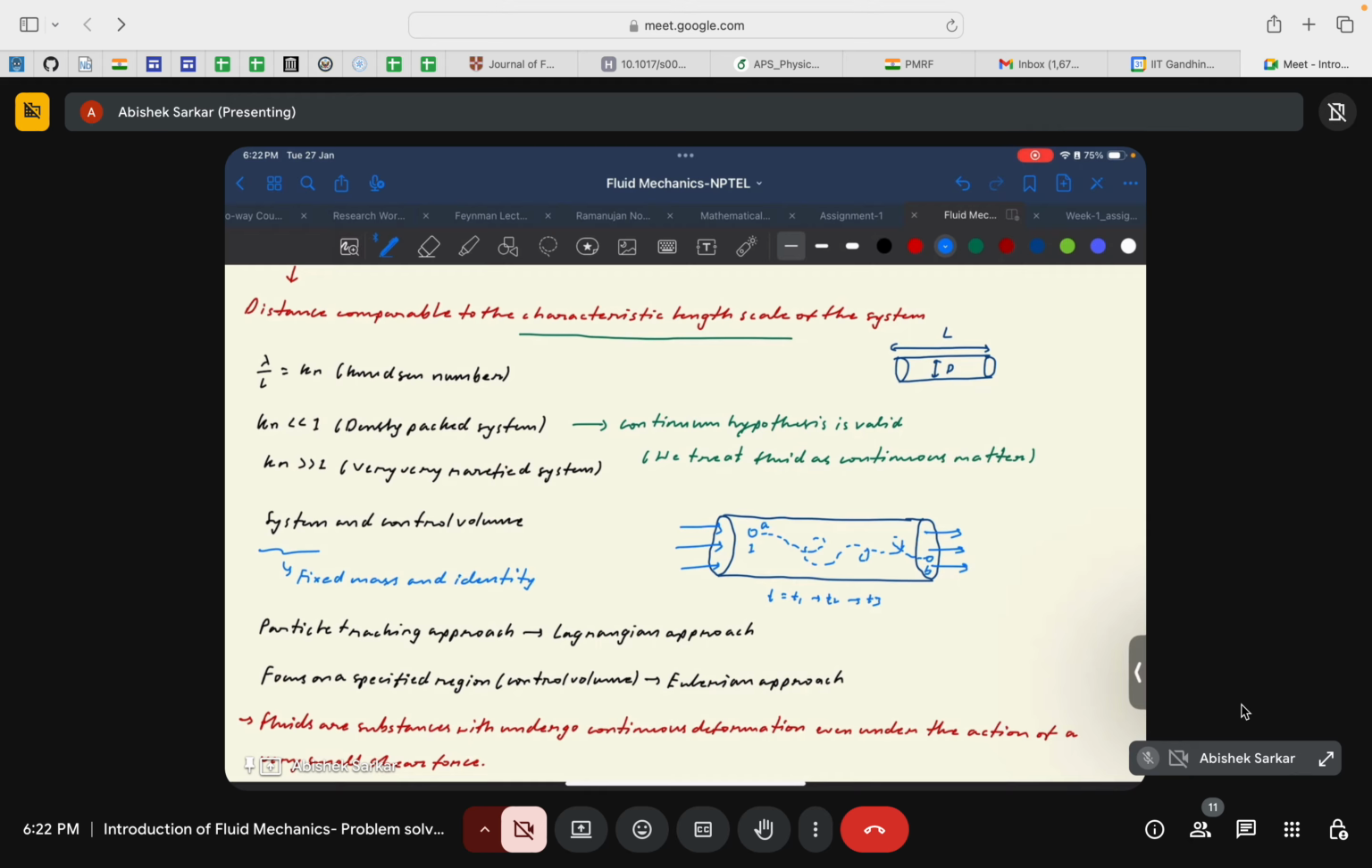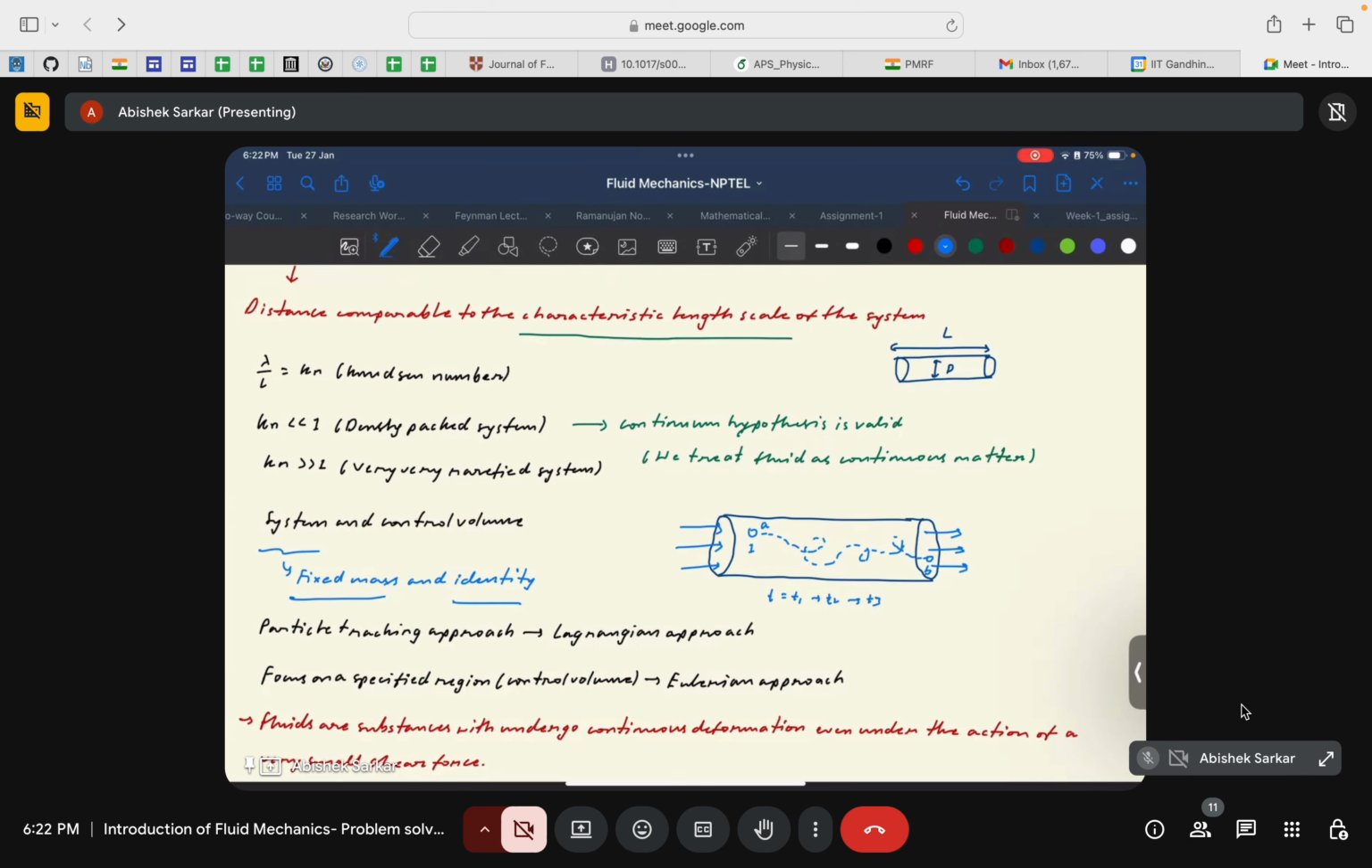Why? Because first, the mass was fixed; the mass of the chosen particle does not change. And the identity: we are not changing the particle. If we have chosen particle A, we are fixed with particle A, so the identity and the mass of the system have been kept fixed. That's why it is known as a control system approach.